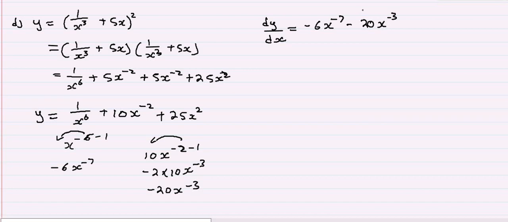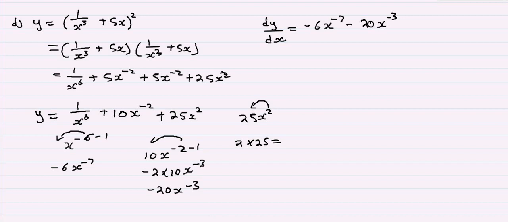The last term we have is 25x squared. The derivative of 25x squared: you multiply the exponent with the coefficient, that is 25 times 2. Then subtract 1 from the exponent, and 25 times 2 is 50x. Then on the last term you write plus 50x.